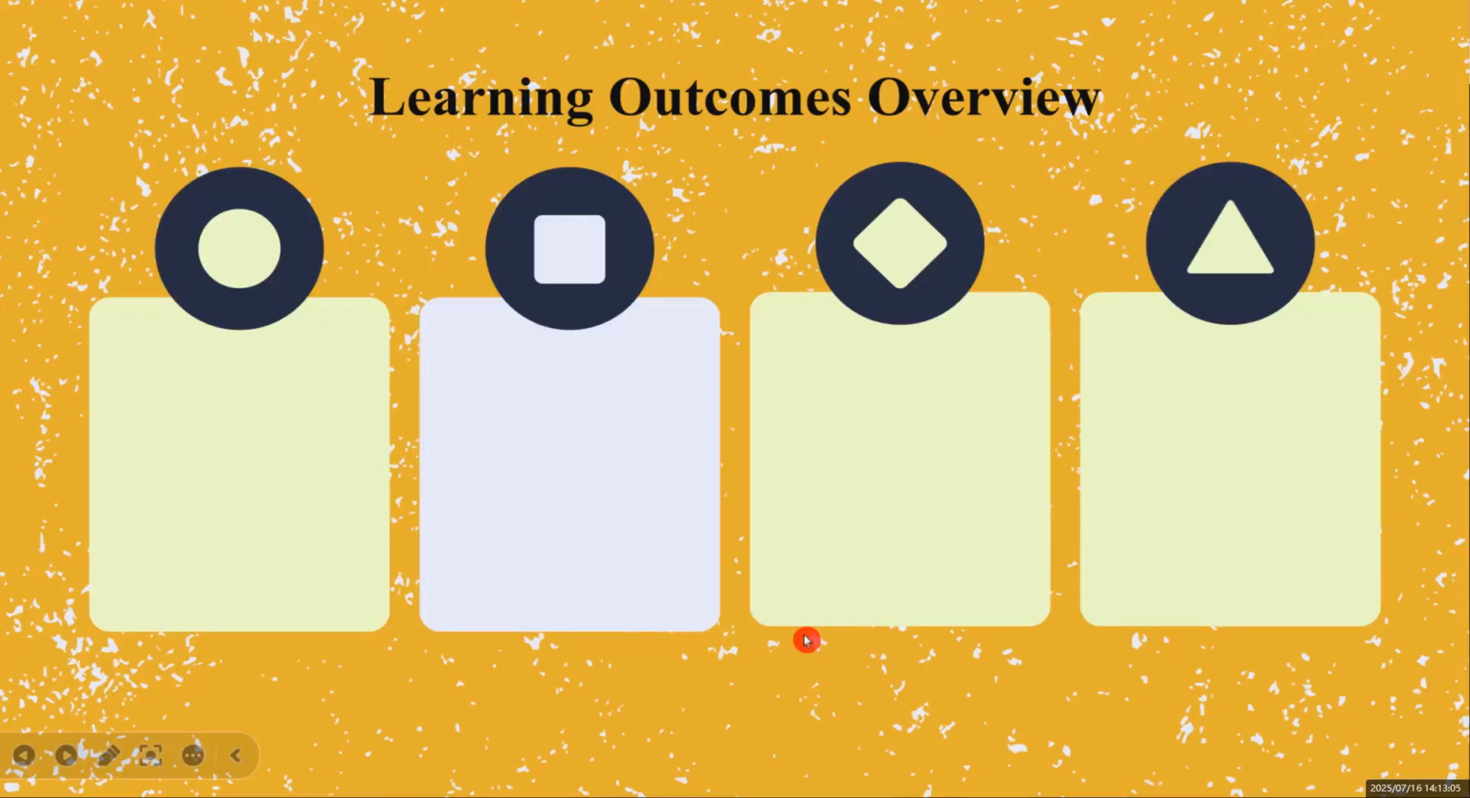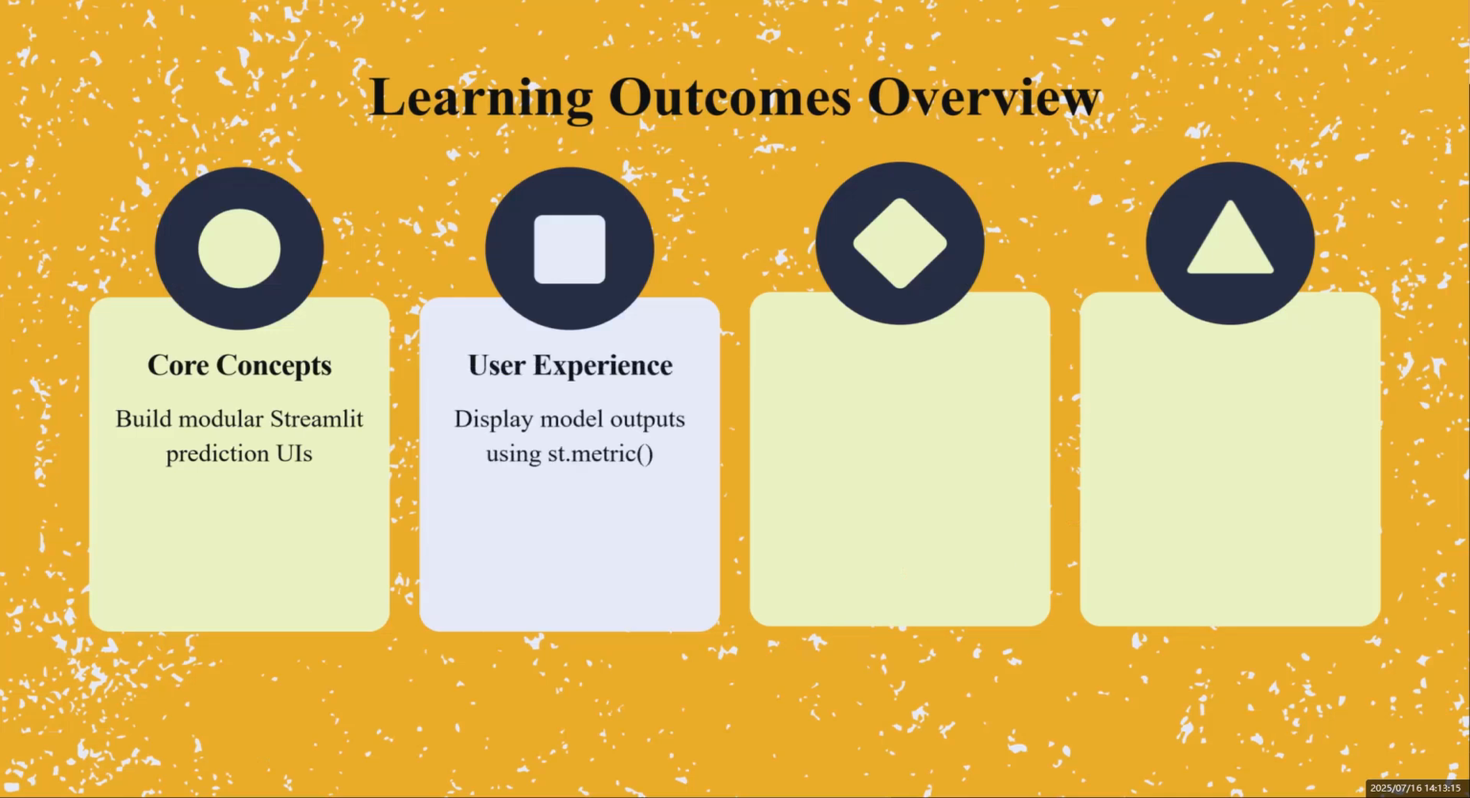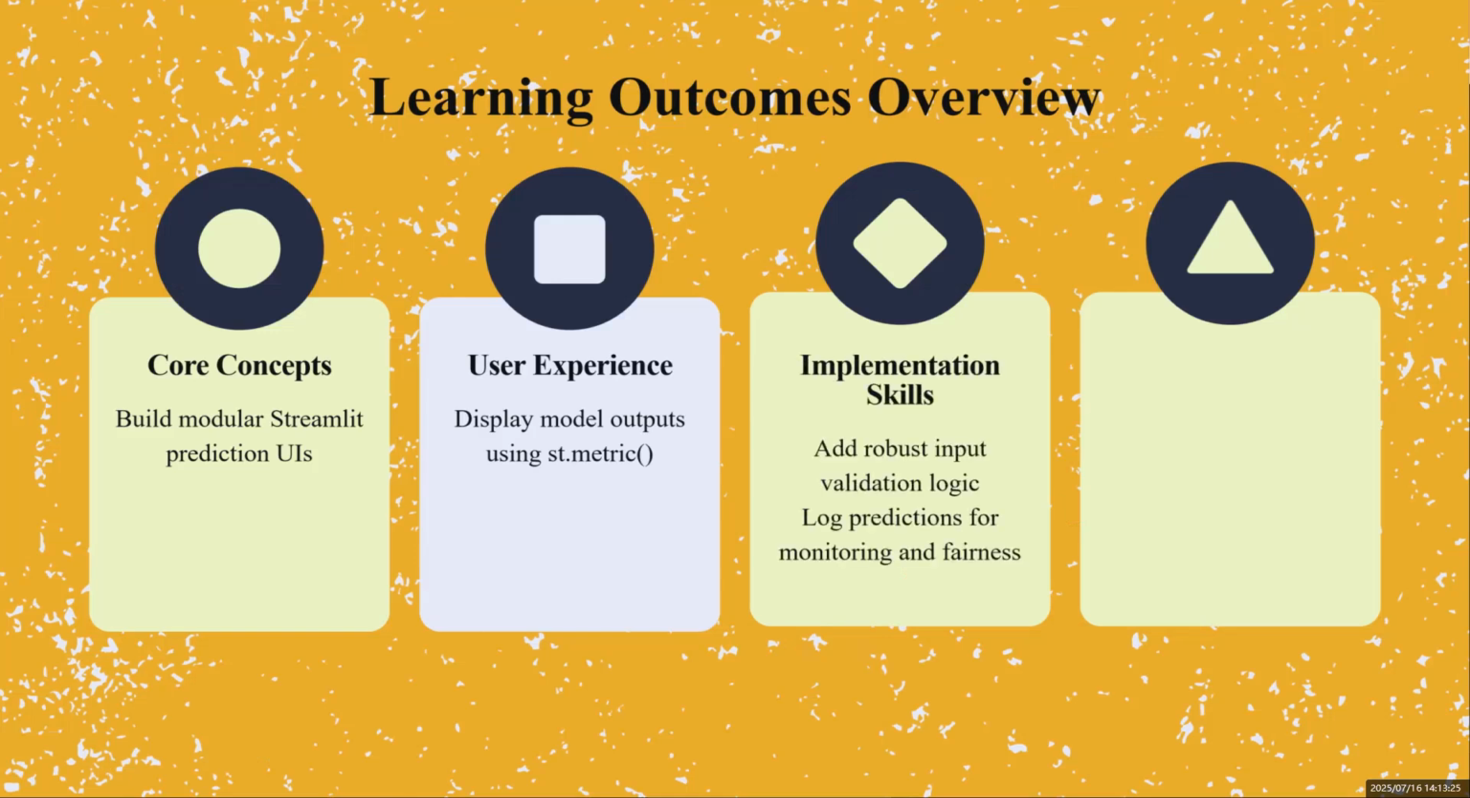What will be our learning outcomes? We'll be looking at four learning outcomes. One, you'll be able to build modular Streamlit prediction user interfaces. Second, you'll be able to display model attributes using the st.metric function. Third, you'll be able to add robust input validation logic and log predictions for monitoring and fairness. And fourth, we are also going to apply best practices from UI to model integration.